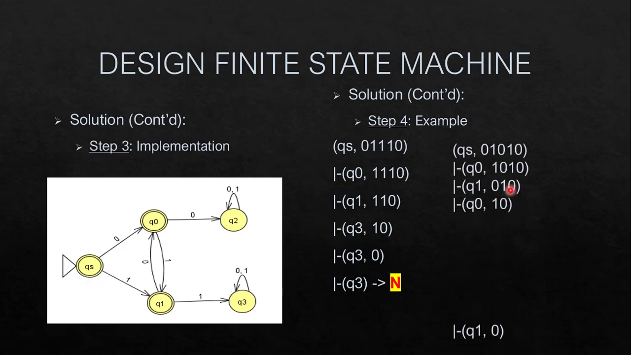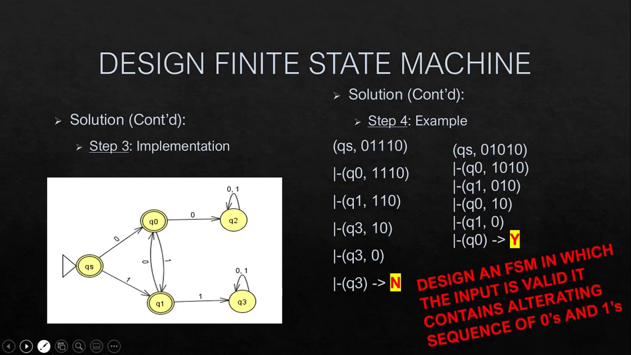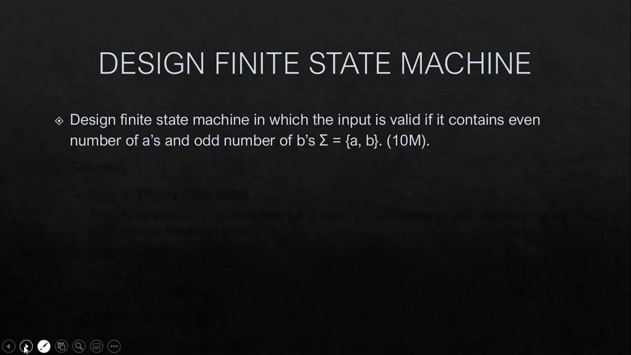So, here we have taken two examples, wherein Qs 0110 is one example and Qs 010110 is another example. So, here as you can observe, we are getting a double one. So, we will reach Q3 state and stay there till the end of our input string, whereas in the second example we will reach Q0 state at the end and produce the output y, that yes, the given input string is valid. Another way of framing this question is: design an FSM in which the input is valid if it contains an alternating sequence of zeros and ones. So, let us see our next question.